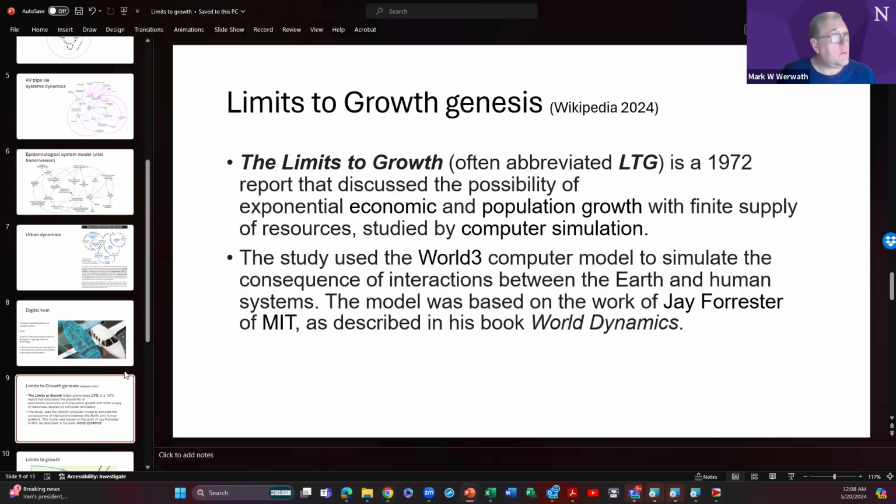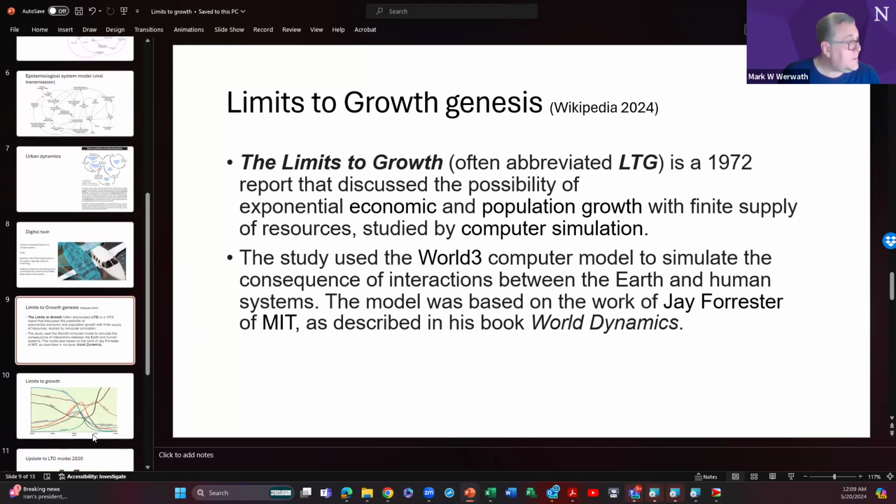Limits to growth. What is limits to growth, right? Limits to growth, often abbreviated as LTG, was a 1972 report that came from the discussion of the possibility of having exponential economic and population growth within finite supplies of resources. What are those resources? Fresh water, food, air, pollution, et cetera. The study used what was known at the time as the World3 computer model to simulate the consequences of interactions between the Earth and human systems, right? Jay Forrester of MIT described it in his book, World Dynamics, and it has been updated, I want to say, probably 3 or 4 times since then.